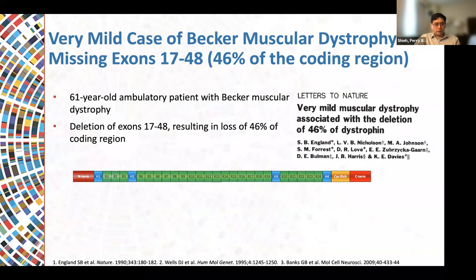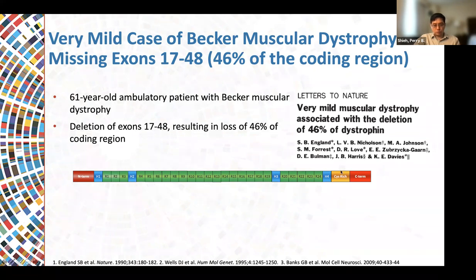But what was found pretty early on, this is a paper in Nature in 1990, and Kay Davies reported that they found a patient who was 61 years old and walking. And at that time, they realized Becker muscular dystrophy was also caused by mutations in the same gene. So they said, this is a pretty mild Becker patient, but his mutation was that he was missing a pretty large section of this gene.